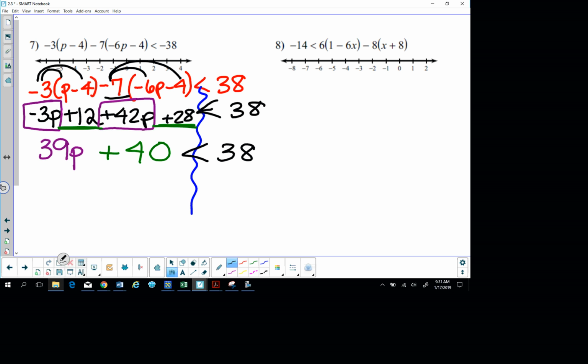You see, now it's just a two-step inequality. So now I need to get that constant. The next step on your note says get the constant on the other side. So what's the opposite of adding? Good. So we're going to subtract 40 on both sides.